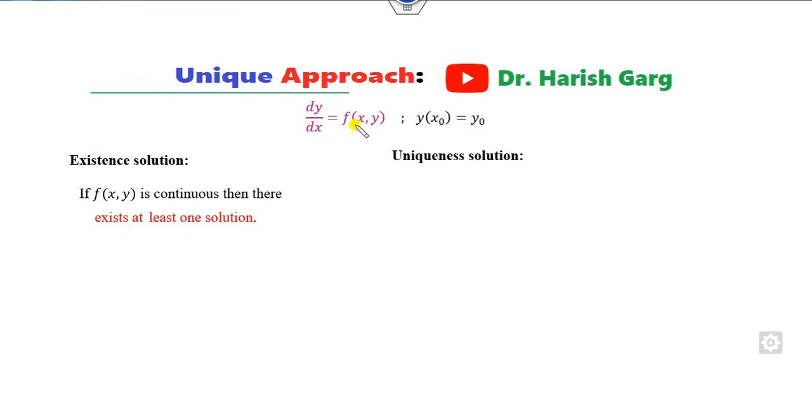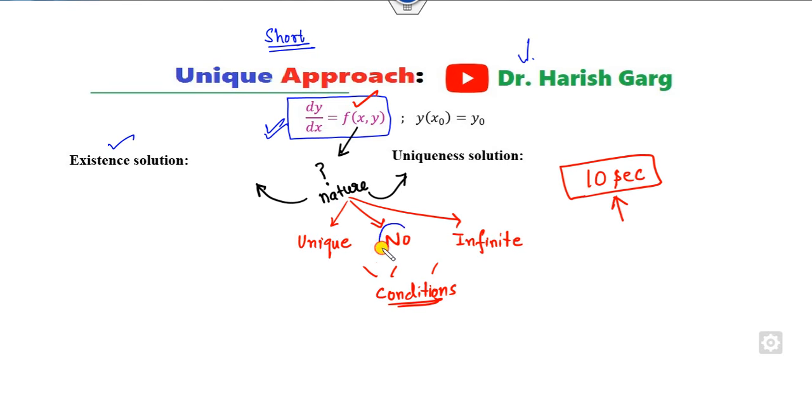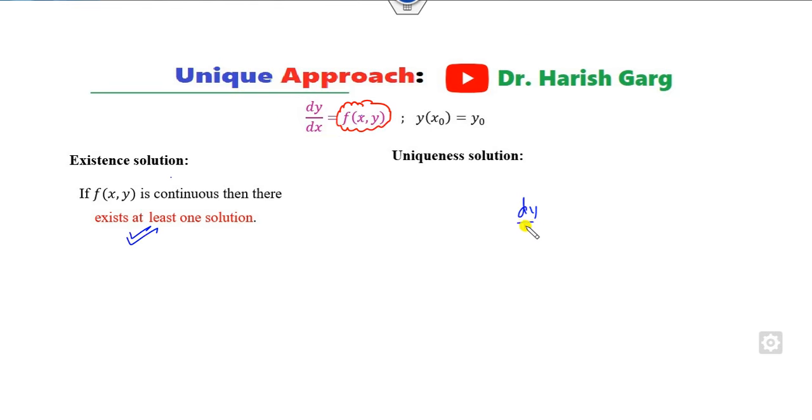So the first condition: firstly you have to prove that this function f is continuous. If you prove that this function is continuous, then it is sure that at least one solution will exist. It means the no solution condition is ruled out. For example, if you have the function x square plus y square, clearly this is a polynomial, so it is a continuous function. So definitely at least one solution will be there.